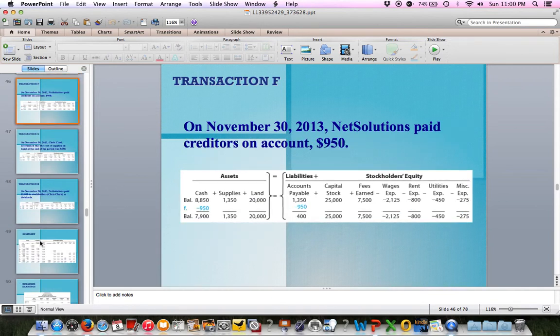which of course will impact stockholders' equity. We're going to pay our creditors on account. Remember, we bought those supplies on account. We're going to make a payment towards paying off those supplies. We're going to have less cash, but also less liability at the same time.